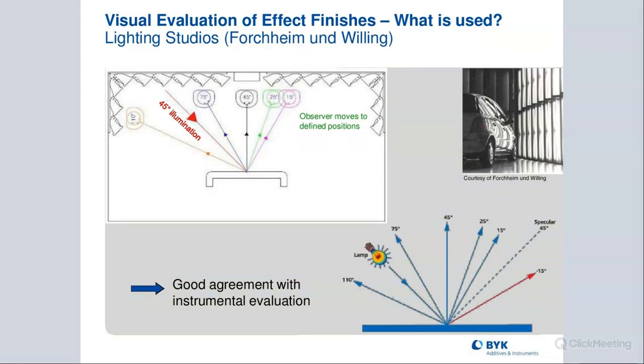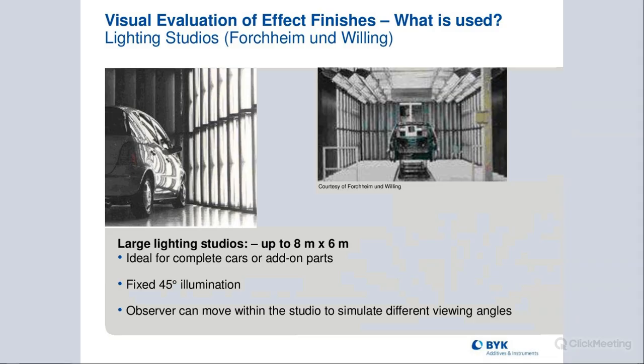So one of the things that could be implemented is a whole light room. And this is an example where there's a whole lighting studio. What you do is you have car and car position, you have 45-degree illumination, and then the observer moves from 15, 25, 45, 75, and 110. That's one way to kind of go at it. And this is another way to look at this.